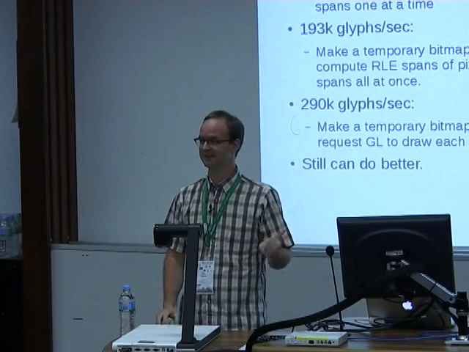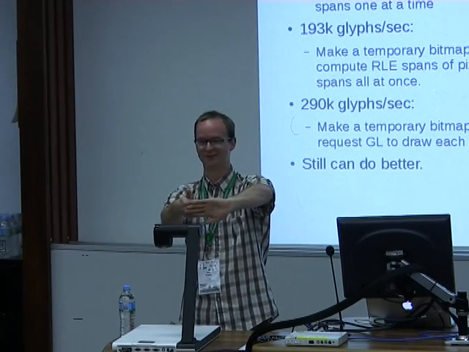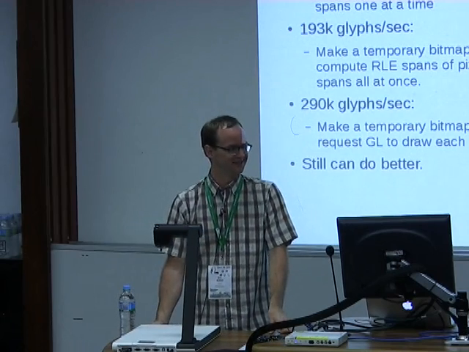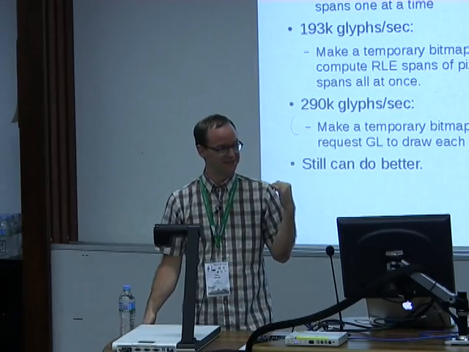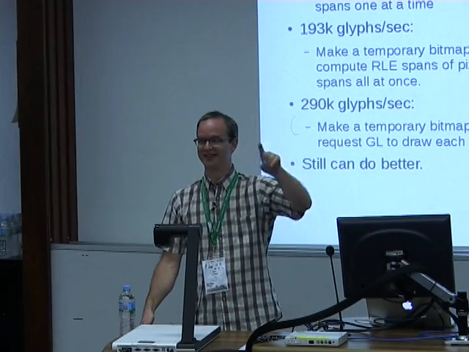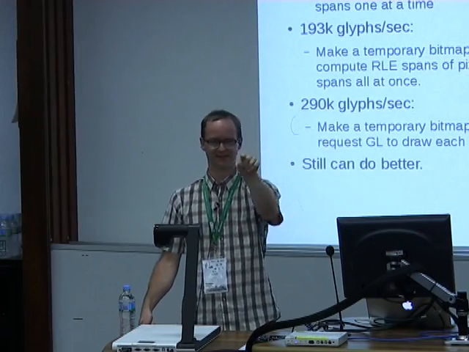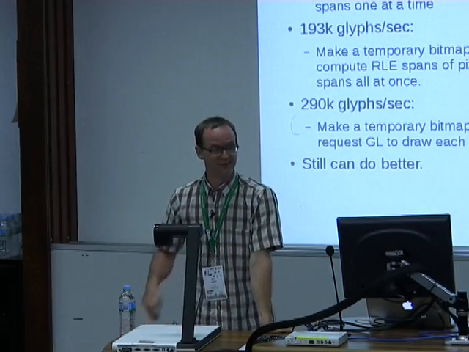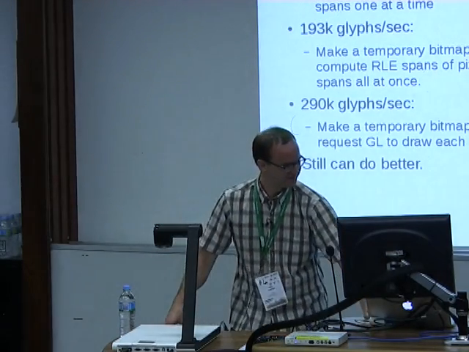This is still kind of dumb because I'm making this temporary bitmap, uploading the image, and then reading it right back out and walking the spans. So here's a quick hack. Instead of computing these spans, I'll just look at each pixel, see if it's set or not, and tell the hardware, hey, fill this pixel, don't fill it, fill this pixel. That was faster. We could still remove the bitmap, and we can do even more stuff.